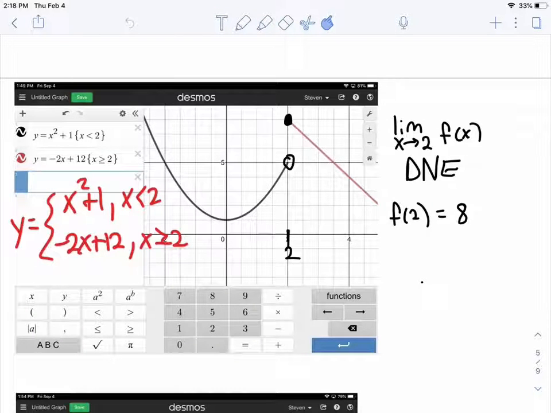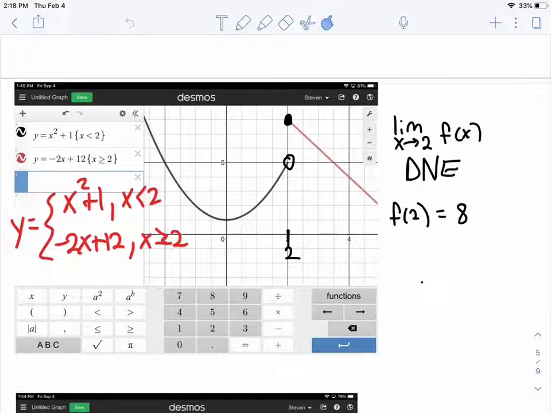And again, we want to talk about both the limit and the function value. I'm going to do the function value first, even though it's written second here. f of 2. So we would go into our equation and say, well, 2 is greater than or equal to 2. So we would use the second equation to evaluate that. Negative 2 times 2 would be negative 4 plus 12 would give us a positive 8. So f of 2 is equal to positive 8.